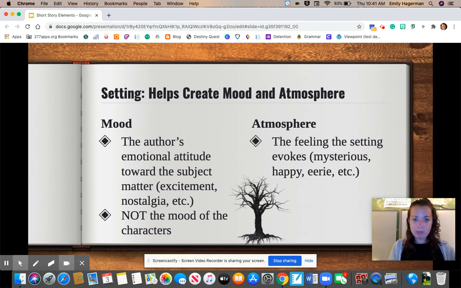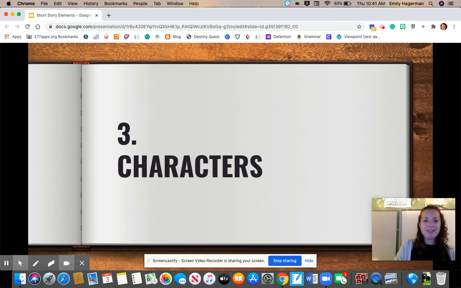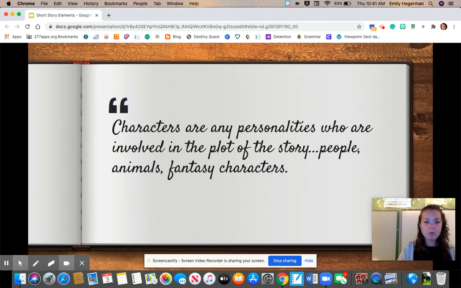The setting is important. The next thing we'll talk about is characters. So with characters, remember that characters are any personalities who are involved in the plot of the story. This could be people, it could be animals, it could be fantasy characters, right? So I'm not necessarily talking about a human when I talk about a character.